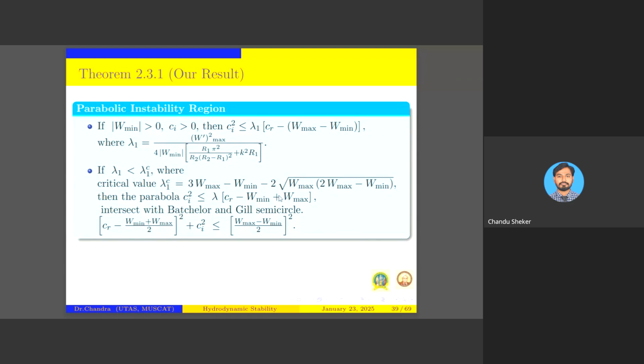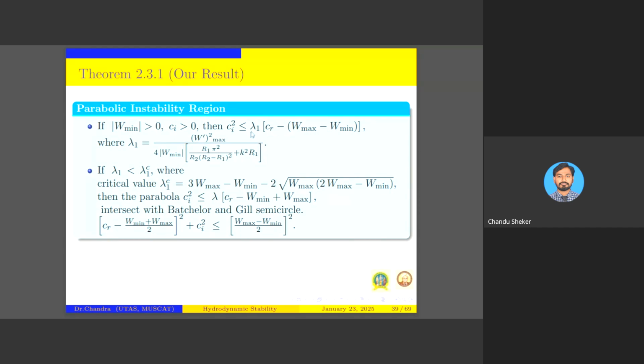Okay, now the first result which we got: if modulus of W minimum is positive and CI is greater than 0. Actually this is CI, which for instability should be there. CI greater than 0, then only the instability region will exist. If W minimum is greater than 0, then this result happens: CI square is less than or equal to lambda times CR minus this value. Again, if you treat this as X and this as Y, this represents a parabolic region. CR and CI values lie within the upper half of the parabola.